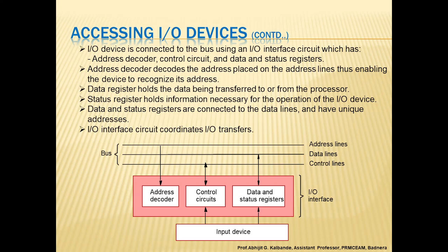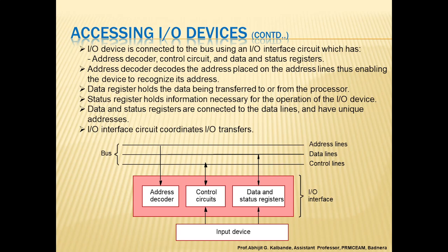Now, the first block is the address decoder, which enables the device to be recognized when its address appears on the address line. The address decoder, the data and status register, and the control circuitry required to coordinate the IO transfer constitute the device interface circuit. After that, the next important part is the control circuit.